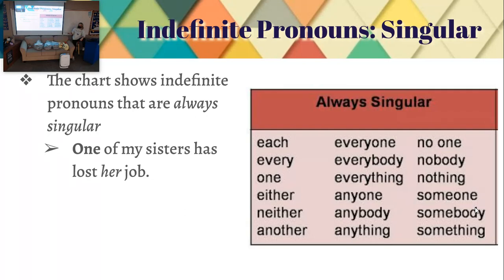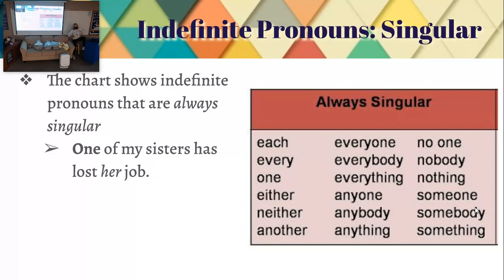So here would be an example of why we need to know this. If you have an indefinite pronoun that's the subject of your sentence, and you have a pronoun that comes later referring back to that indefinite pronoun antecedent, you have to make sure they agree. If one is singular, then the other has to be singular. So look at this sentence here. One of my sisters has lost her job. Okay, one is our singular indefinite pronoun antecedent subject.